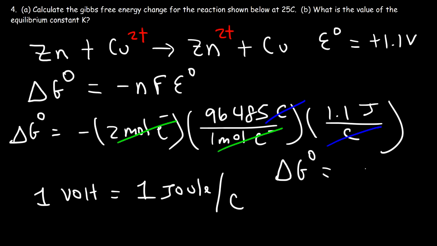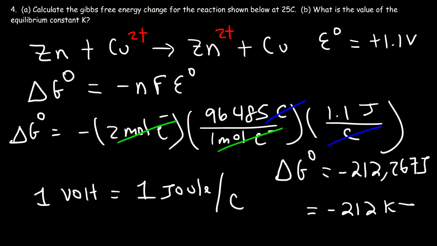So delta G is going to be equal to negative 212,267 joules. Now, if you divide it by 1,000, you can convert joules into kilojoules. So you could say this is approximately negative 212 kilojoules. And so that's the answer. Now let's move on to part B.